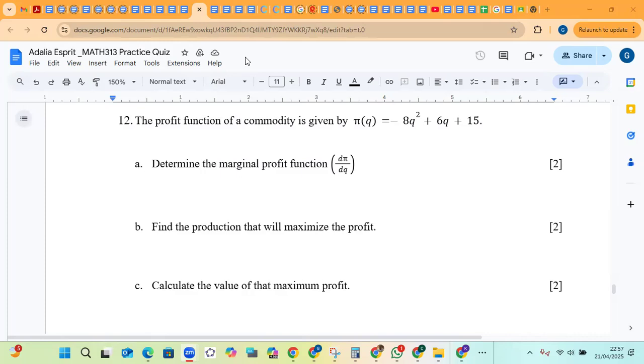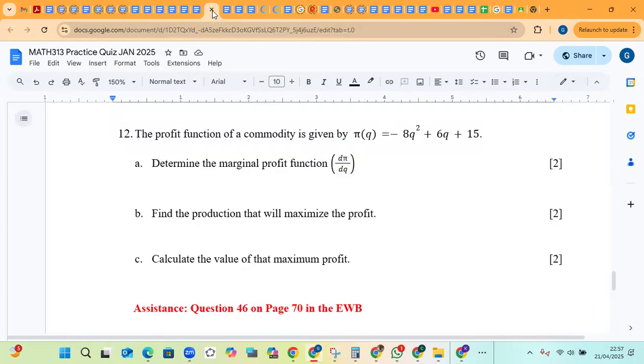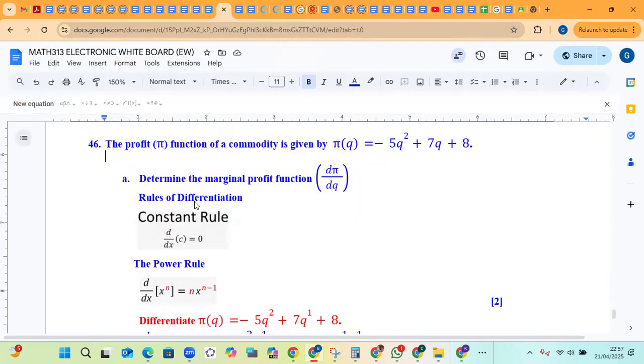So let us see where we can go for assistance for such a question. We can go to question number 46 on page 70 in the electronic whiteboard. So that's where we are now. And here you have a similar example.